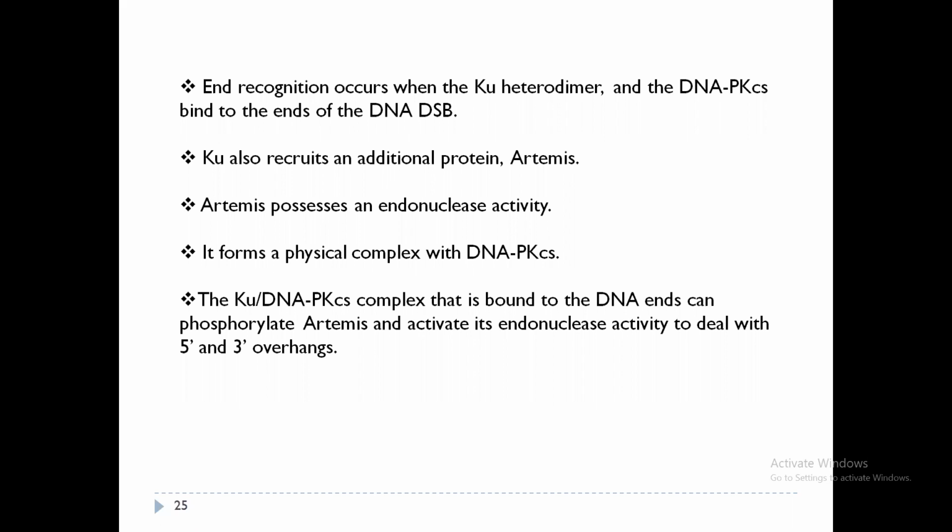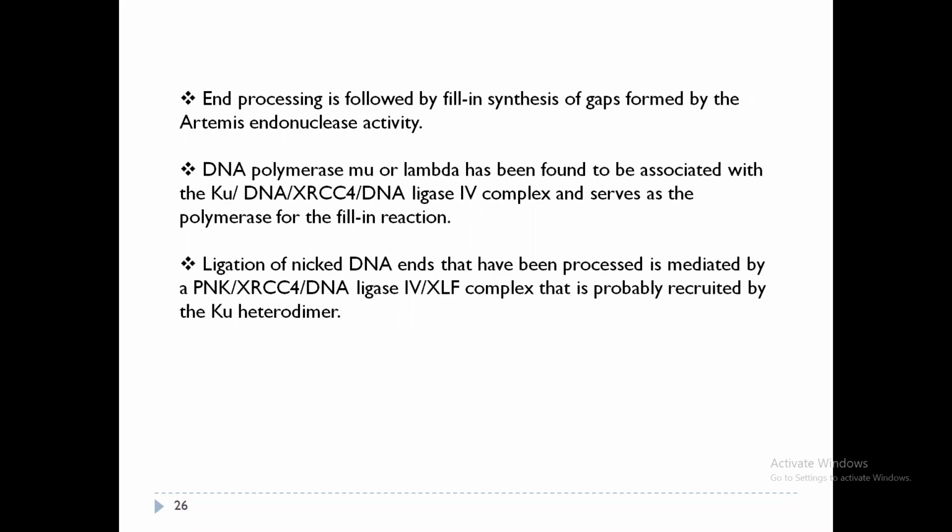So this Ku DNA protein kinase catalytic subunit complex that is bound to the DNA ends can phosphorylate Artemis and activate its endonuclease activity to deal with 5' and 3' overhangs that will be produced in the further steps. End processing is followed by fill-in synthesis of gaps formed by the Artemis endonuclease activity. DNA polymerase mu or lambda has been found to be associated with the Ku DNA XRCC4 DNA ligase 4 complex and serves as the polymerase for the fill-in reaction.